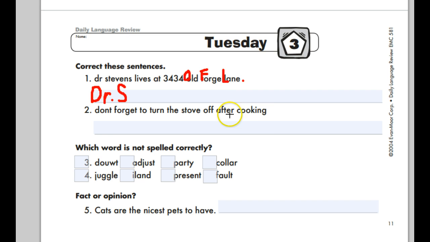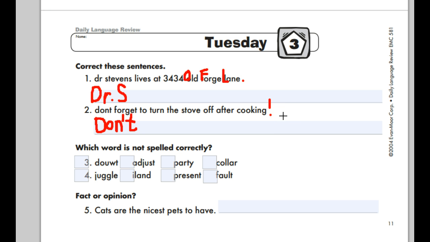Don't forget to turn the stove off after cooking. Okay, capitalize Don't, first word. We're missing the apostrophe because this is a contraction. It stands for do not. Don't forget to turn the stove off after cooking. I would almost put an exclamation point there because this is really important, and maybe they're saying it really forcefully. So you could put either a period or an exclamation point in that instance.